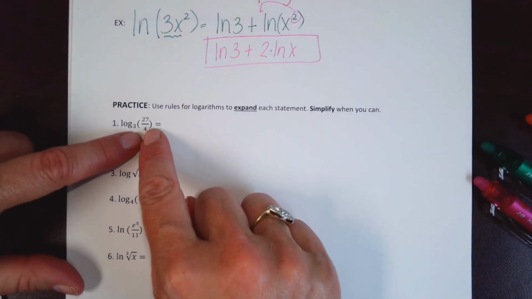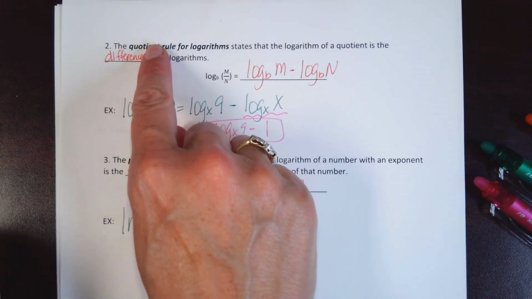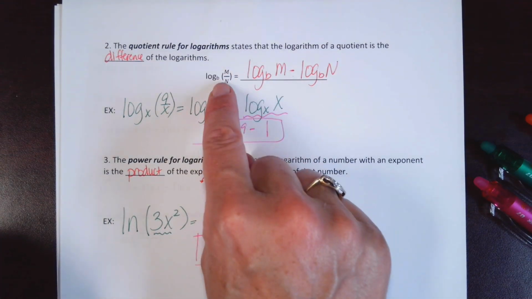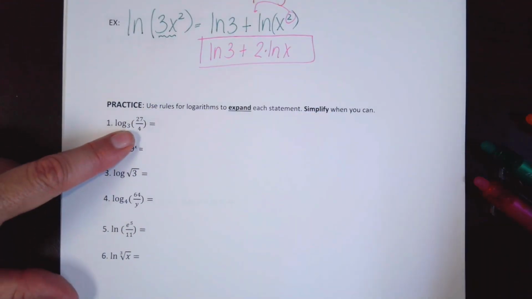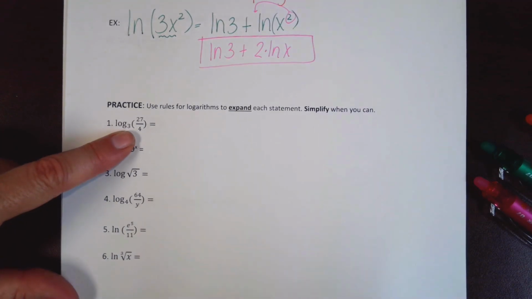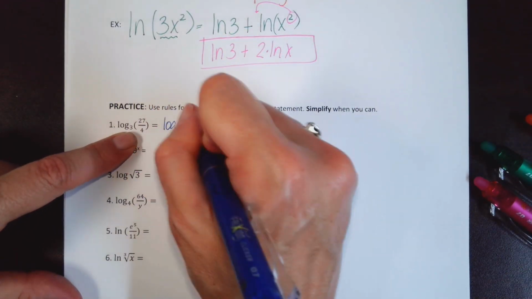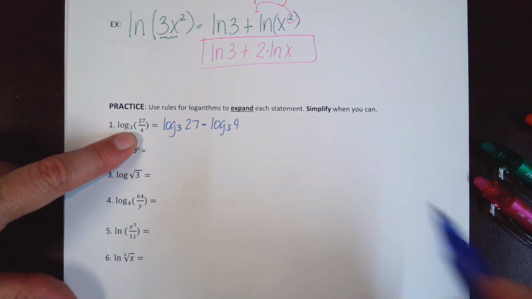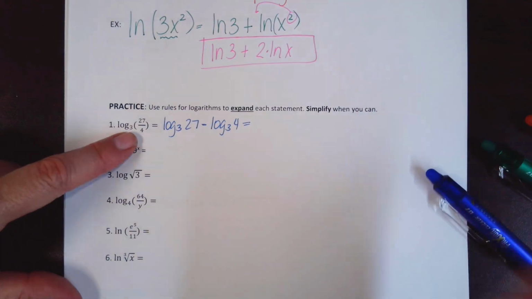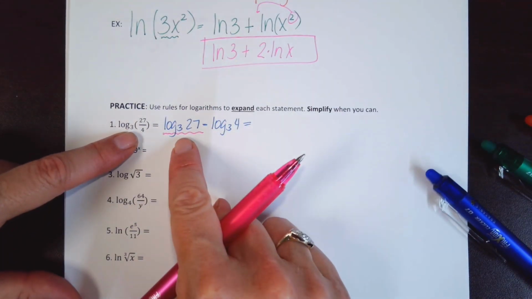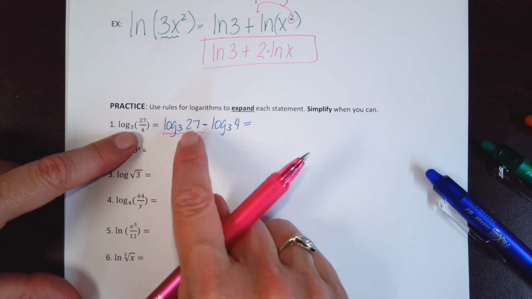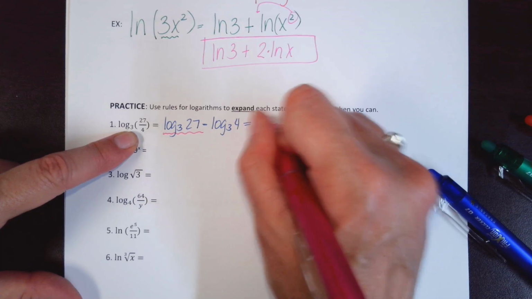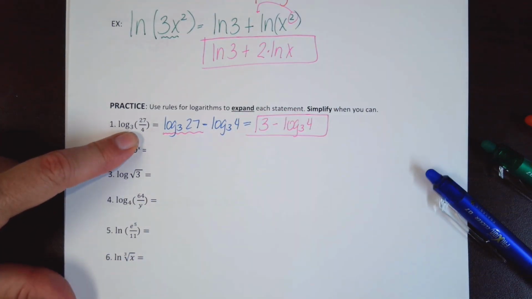Okay, I'm dividing in my argument. Division is a quotient. Division pairs with subtraction. Sorry, I had a hard time getting that out. All right, log base 3 of 27 minus log base 3 of 4. And I stop to look to see if there's anything I can simplify. And right here, what's the exponent of 3 that gives me 27? Well, that's 3. So I can simplify that first expression.